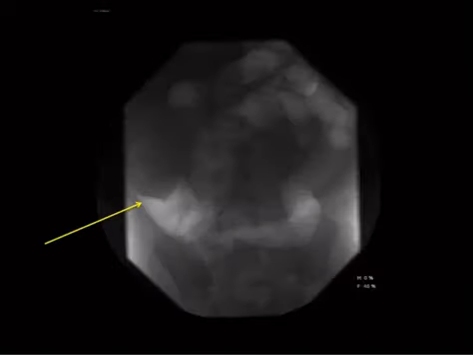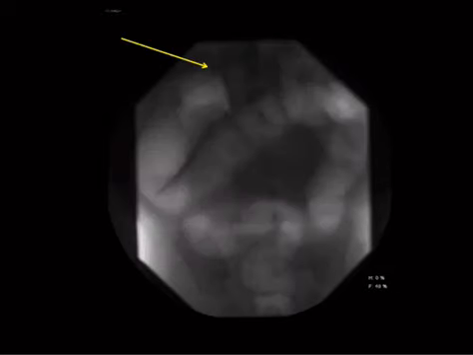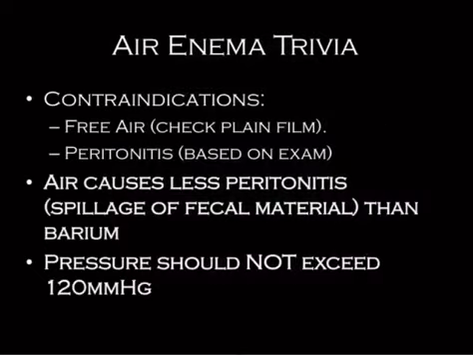So here's an air enema if you haven't seen one. This is the first picture here. We've started to put air up the butt, and you can see this area right here. That's the obstructing point, and then we can push that around until we end up getting air everywhere.